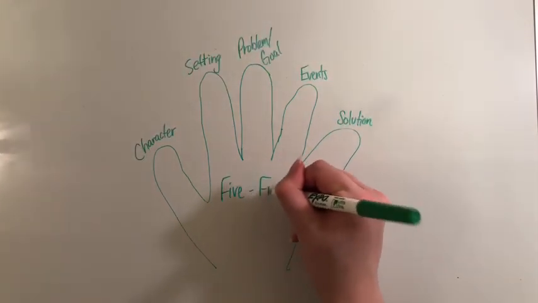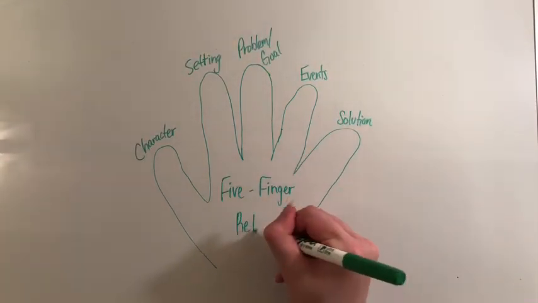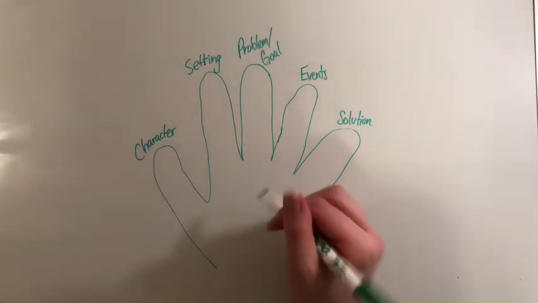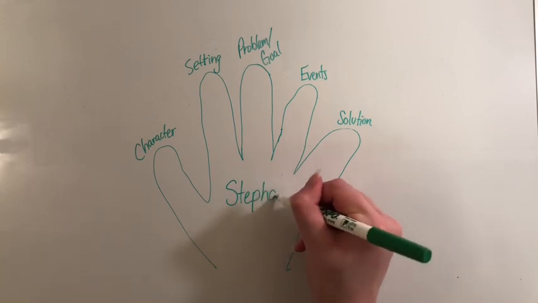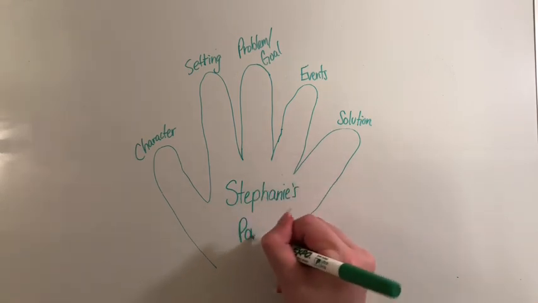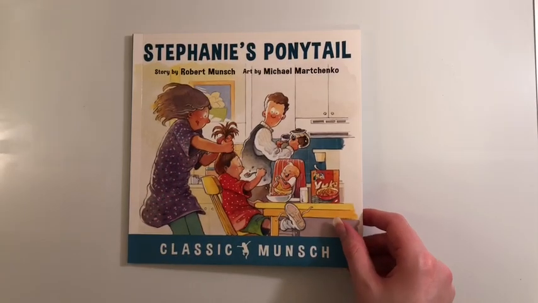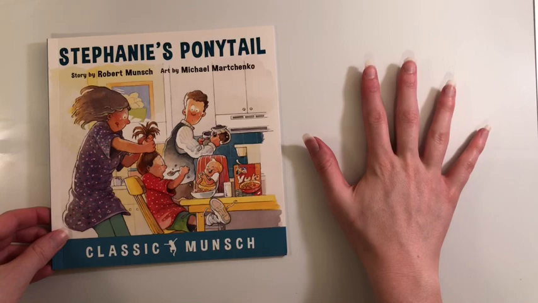Now that we have reviewed the 5-finger retell strategy and our important story elements, let's put our tool into action. Let's start this with a story that we've read together in class before called Stephanie's Ponytail by Robert Munsch. So, if we wanted to retell the story of Stephanie's Ponytail, let's think back to our 5-finger retell.